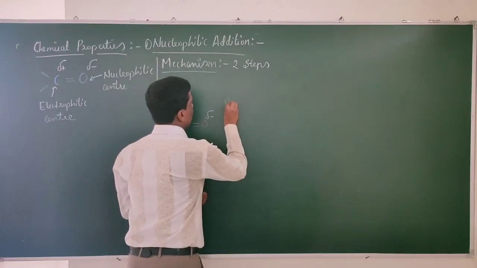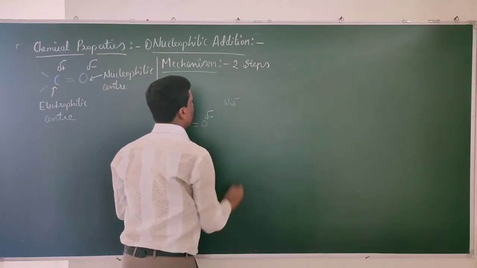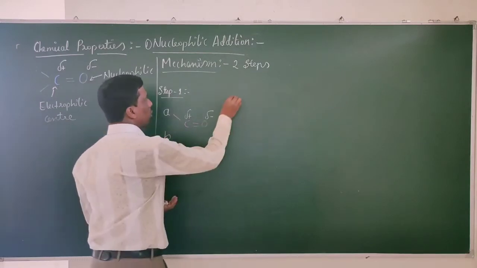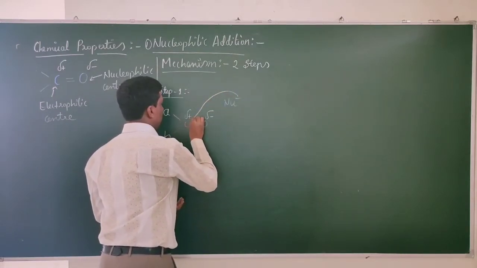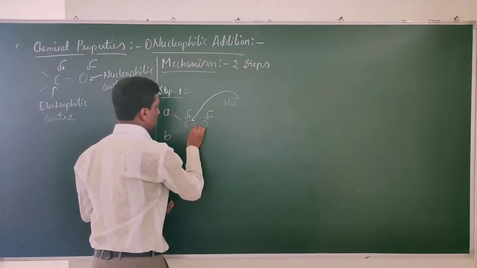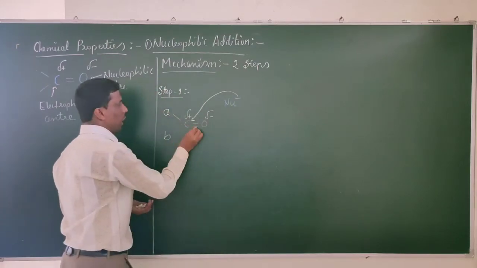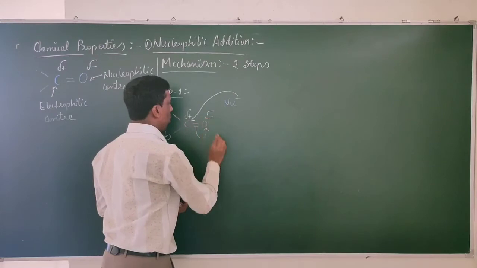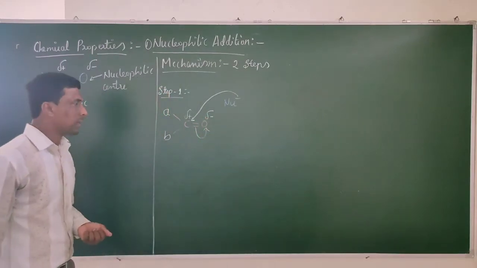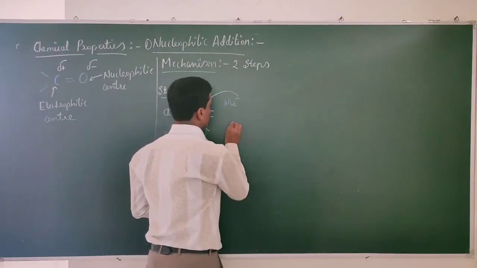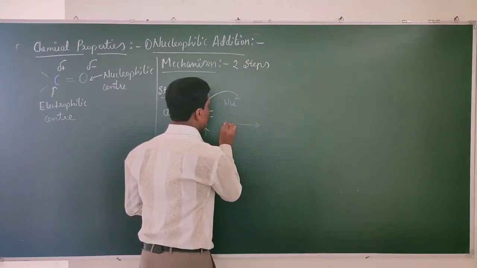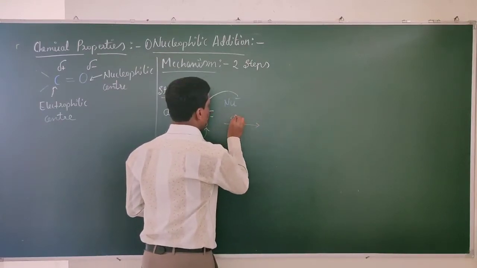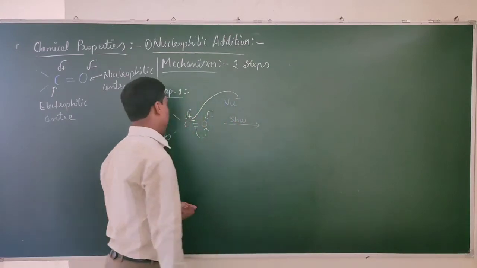Now let us consider the first step. A nucleophile, consider one nucleophile. That nucleophile will attack on this carbon. Then what happens? The double bond present between carbon and oxygen will shift to oxygen automatically. This happens in the first step. This is the slower step. Remember this slow step.